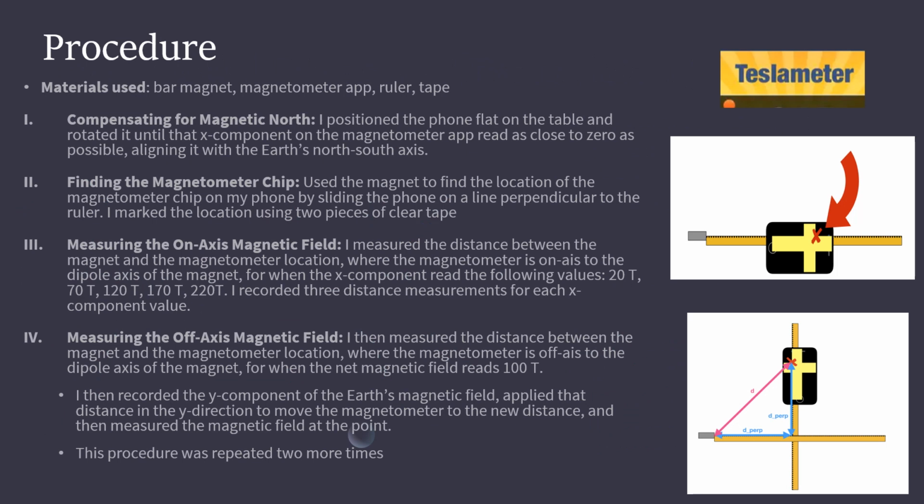We'll first compensate for the Earth's magnetic north by positioning the magnetometer app to read close to 0 for the x-axis, and then we'll find the magnetometer chip on our phones. We'll then calculate the on-axis magnetic field and measure the off-axis magnetic field by using a similar procedure in which we measure the distance based on certain levels of the B field.